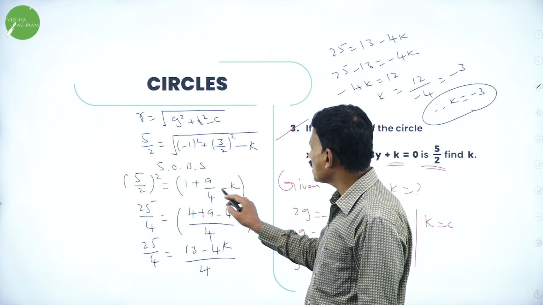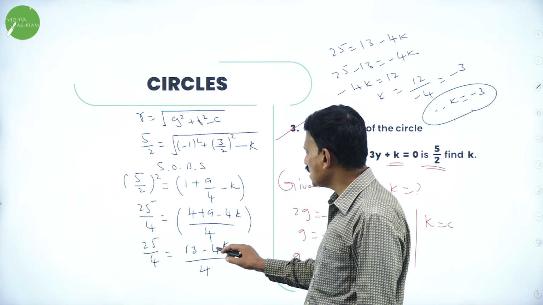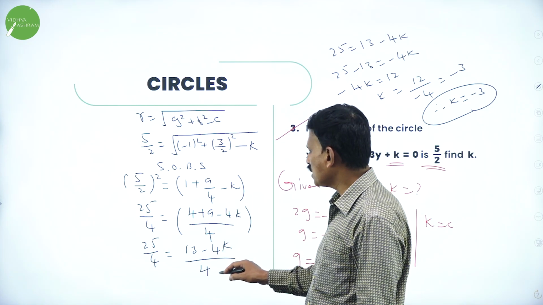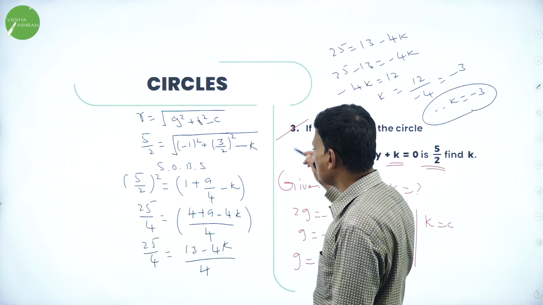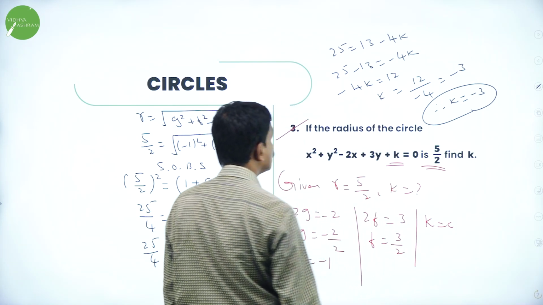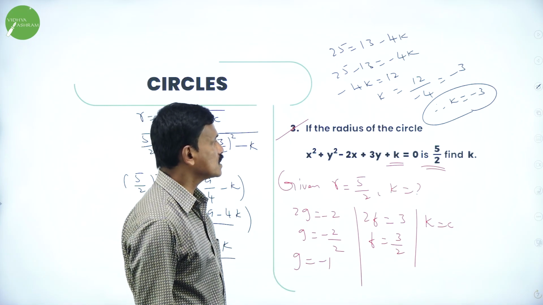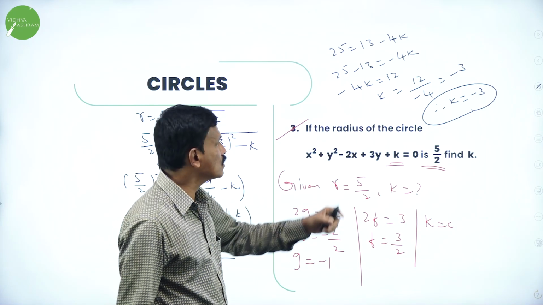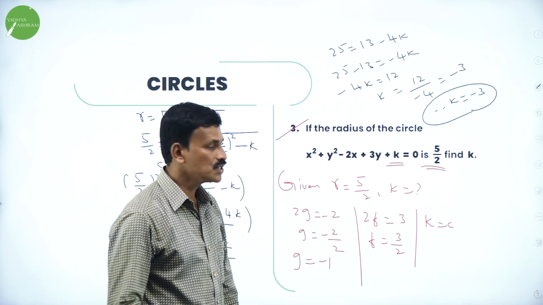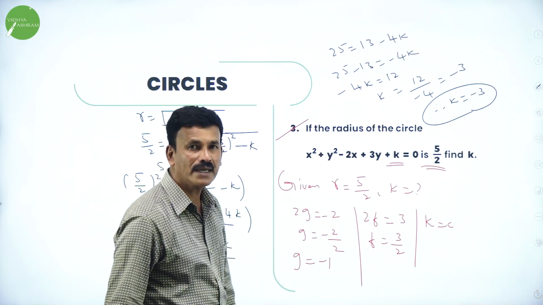4 into 1 is 4 plus 9 minus 4k. 9 plus 4 is 13. So 13 minus 4k by 4. Cross multiply, divide by 4. If you divide by 4, 4 and 4 get cancelled. 25 is equal to 13 minus 4k. 25 minus 13 is equal to minus 4k. Minus 4k is equal to plus 12. K is equal to 12 by minus 4 is minus 3. So the value of k is equal to minus 3.